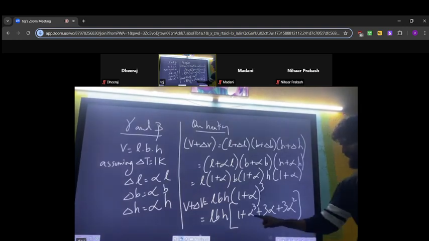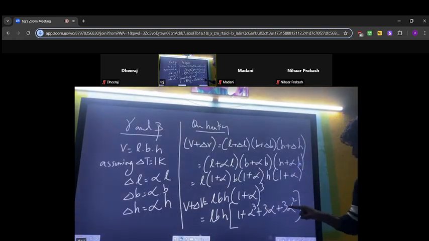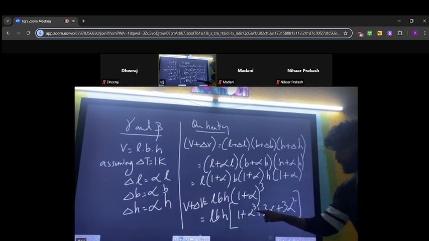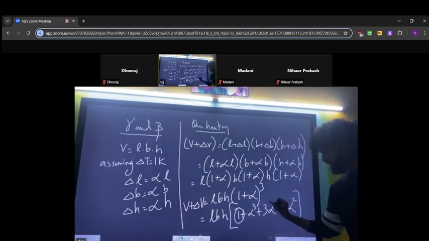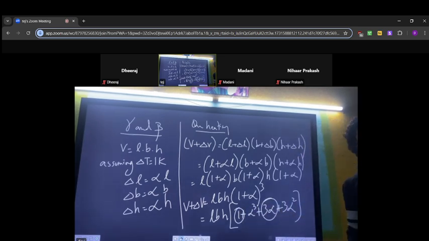Same logic. Alpha alone is a very small value. Alpha cube will be even smaller, so ignore it. Similarly, alpha is a very small value, and alpha square will be even smaller. So I will ignore alpha cube and alpha square here, and only write 1 plus 3 alpha. Only that I'll write. Keep that in mind because of the cubes.